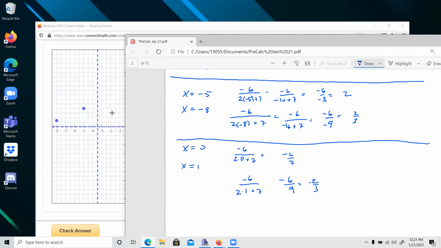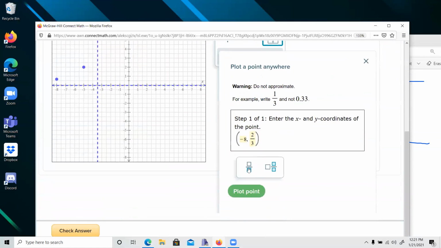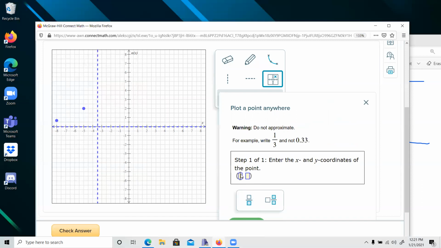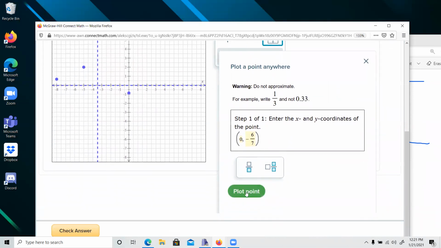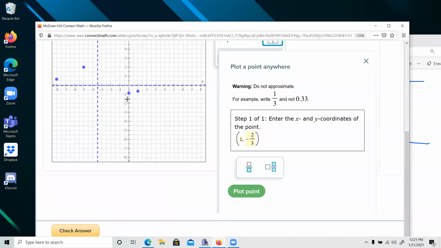So let's see here. We have neither one of these I can plot. I'm going to have to use the tool for both of these. Okay. So we plotted the points. Notice I hit plot point and it reset it for me. So here we have 0 and negative 6/7. It was very good about doing that for me. Plot point. And then we have 1 and negative 2/3. All right, so again, it gave that to me very nicely.